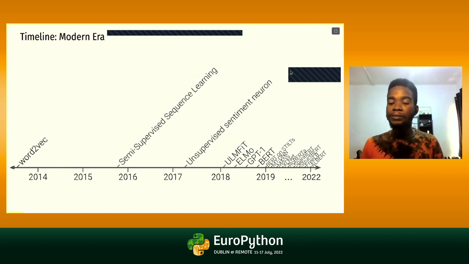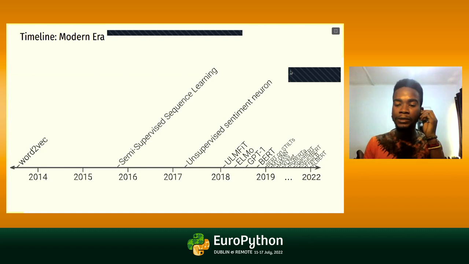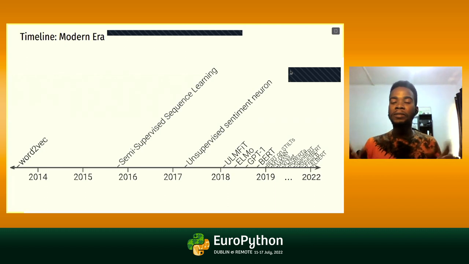And then we add GPT-1, which was sort of different because the author was like, okay, instead of using LSTMs, let's try and use transformers, right? And of course, transformers gave us very nice results. And BERT came along, and BERT was like, okay, instead of using just transformers, maybe we can make it bidirectional. And impressive results were achieved.